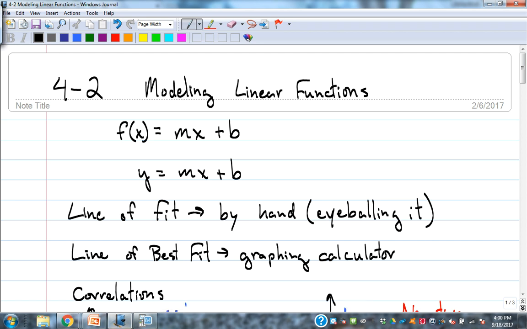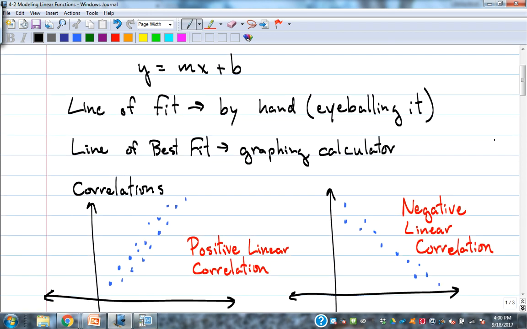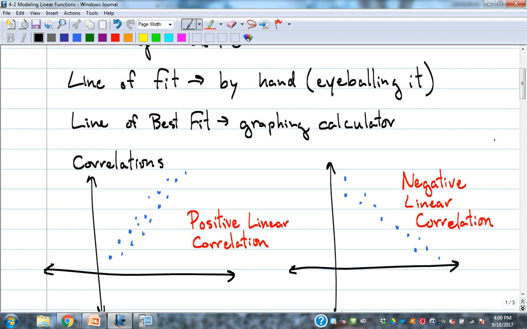But with linear models, you've got basically four situations that can happen. Those are correlations that you can have here, and I'll try not to scroll too fast. These blue dots that you see plotted here are just points that will be given to you. They're the data points for our situation, and I've just plotted them on the coordinate plane.